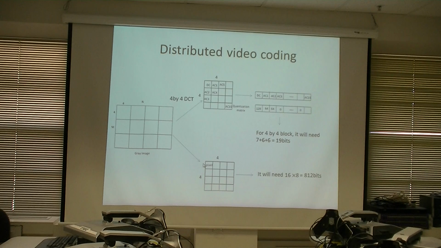However, for the pixel, if we only consider the 4x4 block, and we assume that the original pixel is 8-bit integral, the 4x4 block will need 16 by 8 bits for transformation. To achieve similar compression to the transform DVC, we can quantize this pixel by 19/16 to get the same compression.